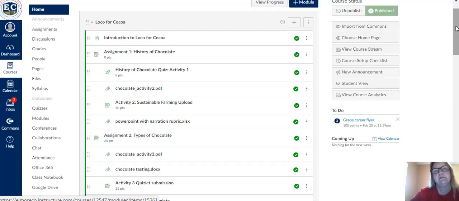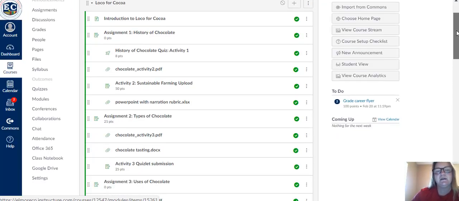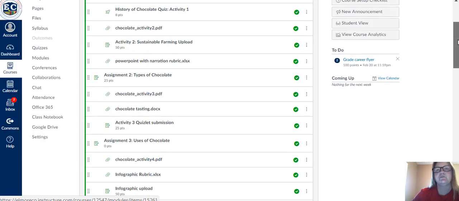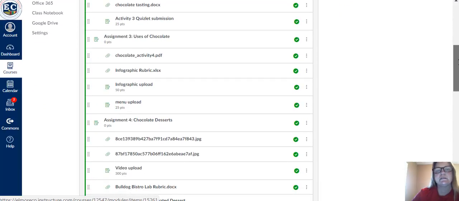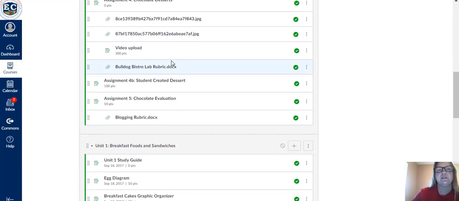This one happens to be on chocolate. My professor doesn't like chocolate, so I chose chocolate to do it on. They work through the history of chocolate. They do chocolate taste testing. They learn the sustainable farming that goes into that, so it brings in some environmental science as well. So it's cross-curricular. Again, there are some quizzes embedded in there. They create infographics. They create menus. They watch videos on how to temper chocolate, and then they do that themselves.